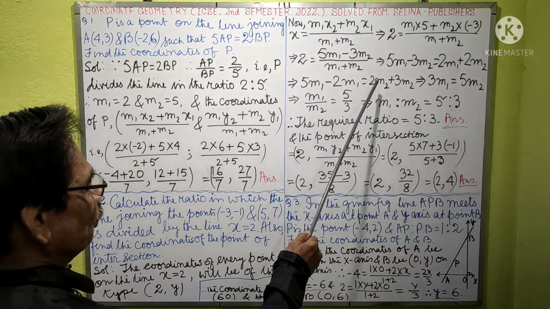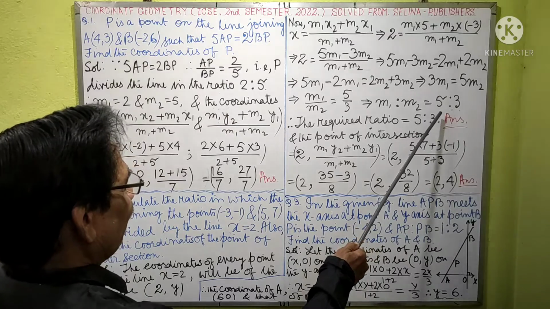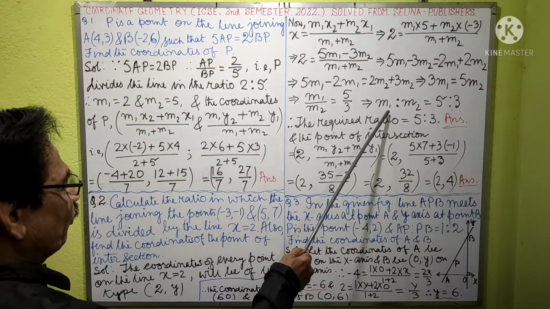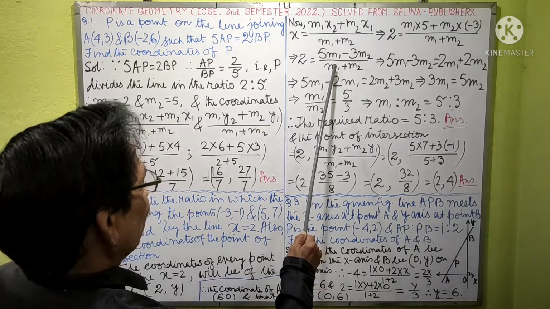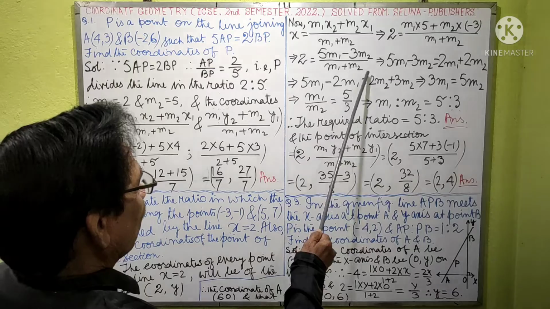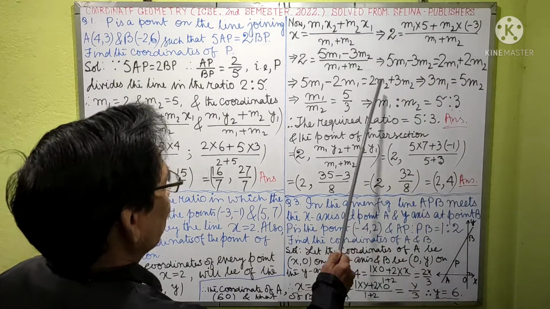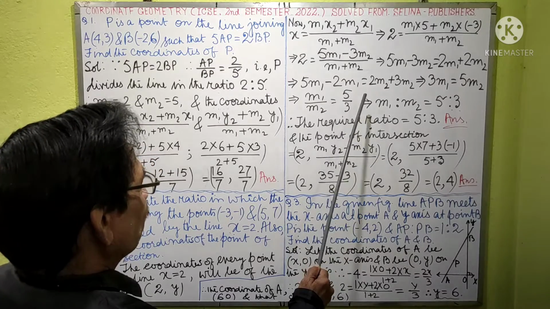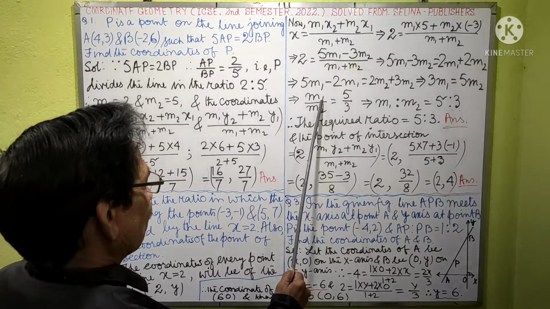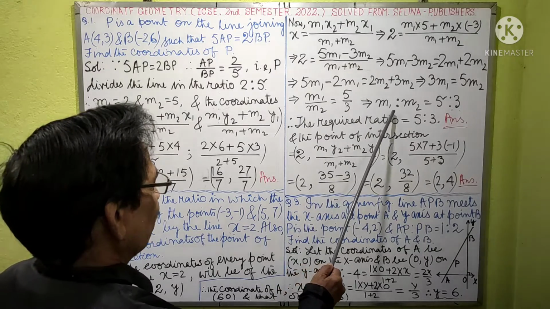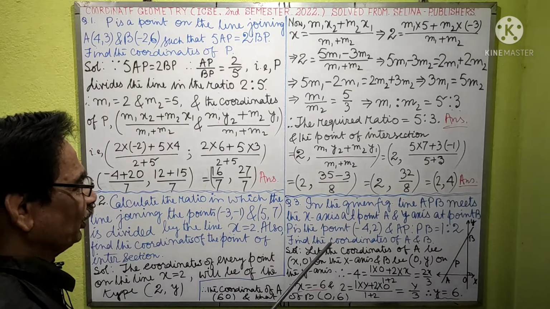m1 and m2 we don't know, and you will get an equation like this. At last we will find that m1 is to m2 equals 5 is to 3, because 2 into (m1 plus m2) equals 2 m1 plus 2 m2, and this equals 5 m1 minus 3 m2. Taking m1 and m2 on different sides, you will get m1 by m2 equals 5 by 3, that is m1 is to m2 equals 5 is to 3. Therefore the required ratio is 5 is to 3.